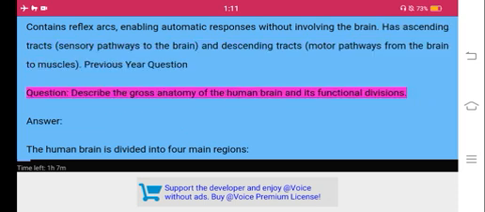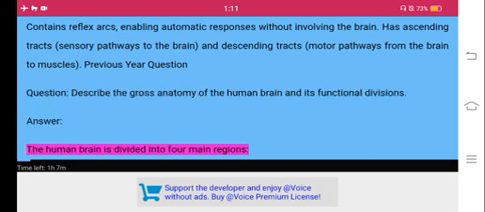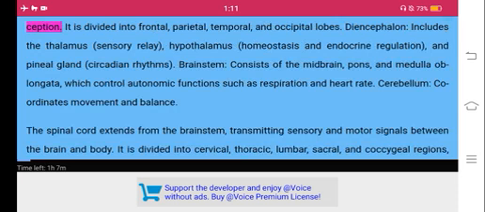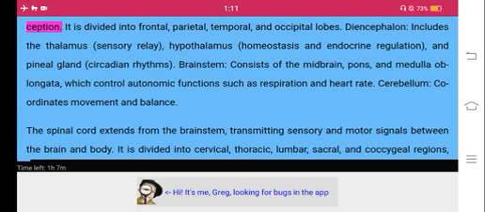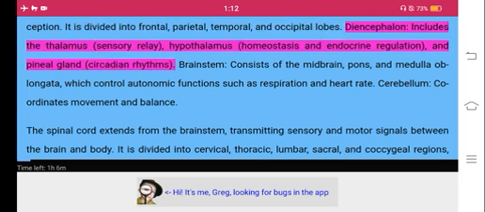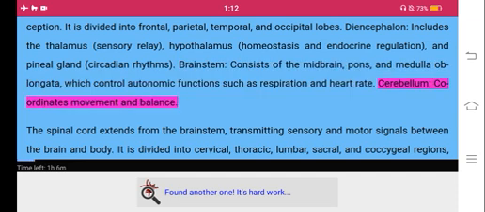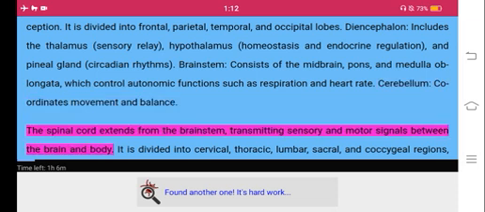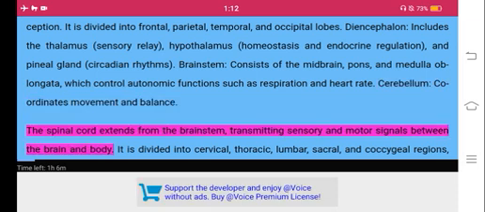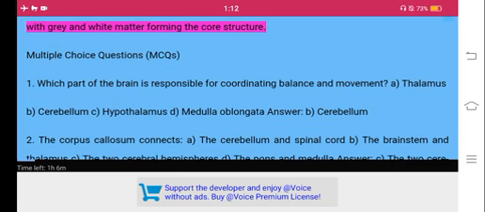Previous year question. Question. Describe the gross anatomy of the human brain and its functional divisions. Answer. The human brain is divided into 4 main regions. Cerebrum, the largest part, responsible for cognition, voluntary movement, and sensory perception. It is divided into frontal, parietal, temporal, and occipital lobes. Diencephalon, includes the thalamus, sensory relay, hypothalamus, homeostasis and endocrine regulation, and pineal gland, circadian rhythms. Brainstem, consists of the midbrain, pons, and medulla oblongata, which control autonomic functions such as respiration and heart rate. Cerebellum, coordinates movement and balance. The spinal cord extends from the brainstem, transmitting sensory and motor signals between the brain and body. It is divided into cervical, thoracic, lumbar, sacral, and coccygeal regions, with gray and white matter forming the core structure.